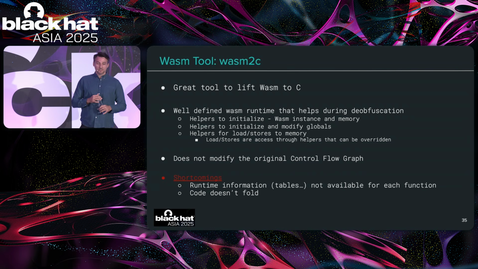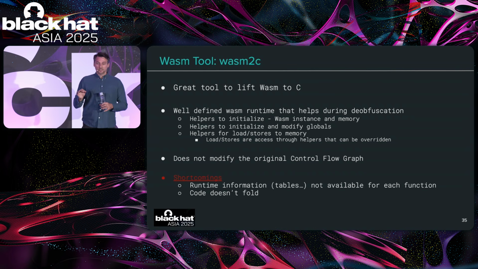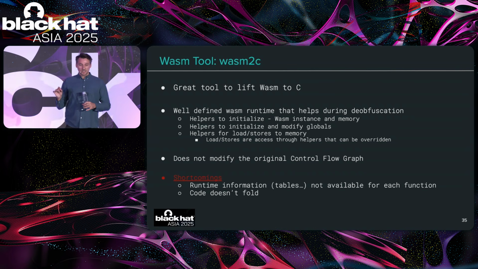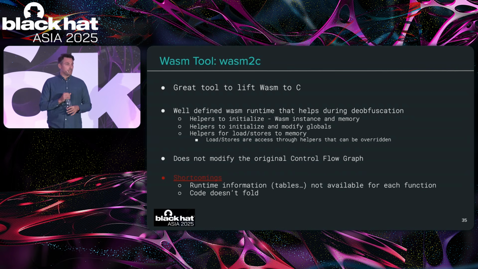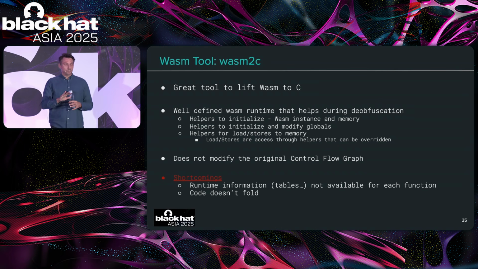So what is Wasm2C? Wasm2C is a great tool to lift WebAssembly into C. This is a well-defined Wasm runtime that helps us during de-obfuscation. It has all those helpers that initialize the runtime. Usually when you want to execute the WebAssembly, you need to initialize everything in memory. And we have those helpers already in code. They are generated by Wasm2C.